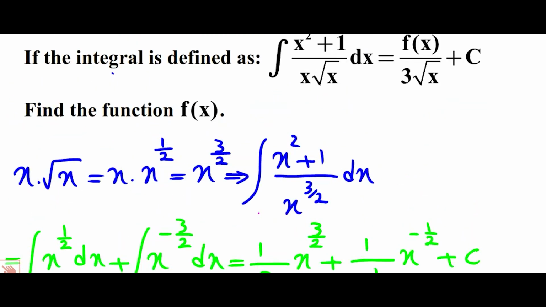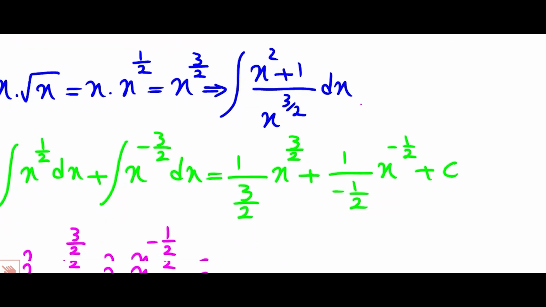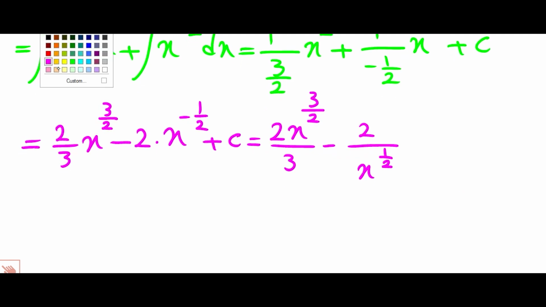So the target format has 3 times the square root of x, which is 3x to the power of 1/2, in the denominator. Let's rewrite our terms. This equals 2x to the power of 3 over 2 over 3 minus 2 over the square root of x, where the square root of x equals x to the power of 1/2, right?